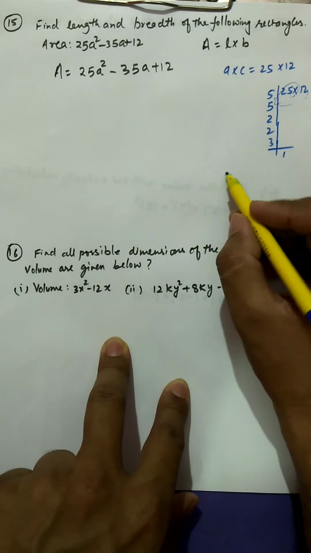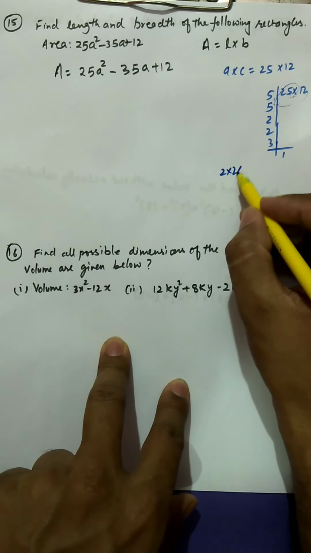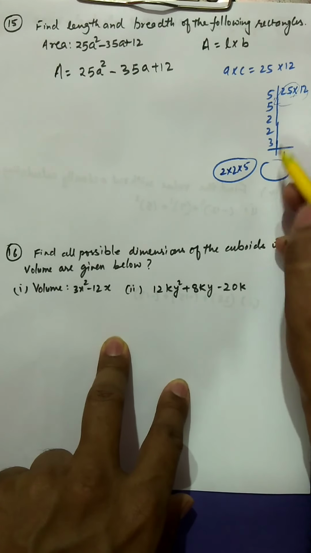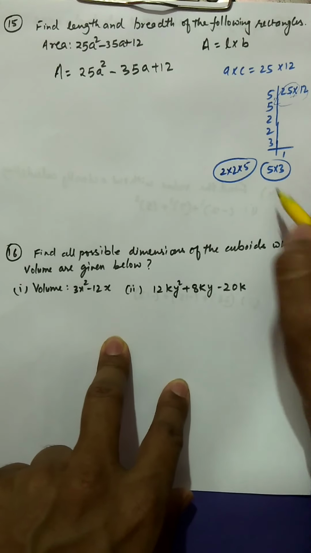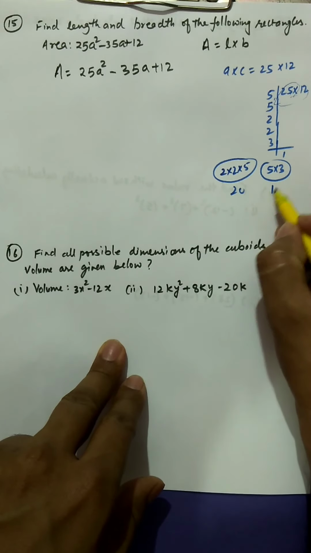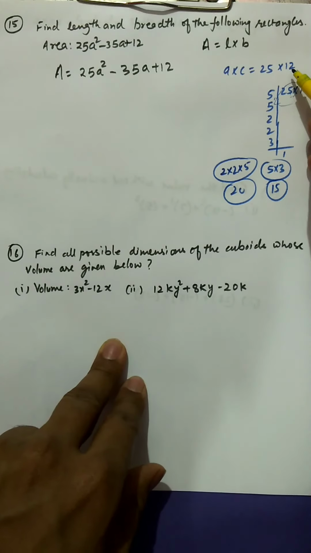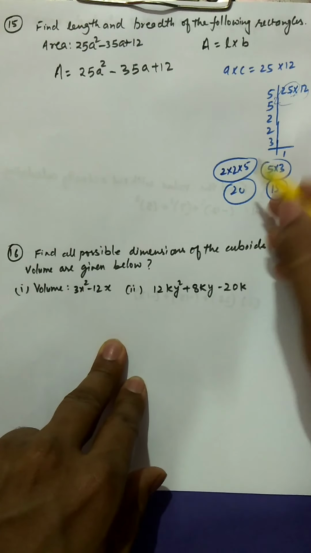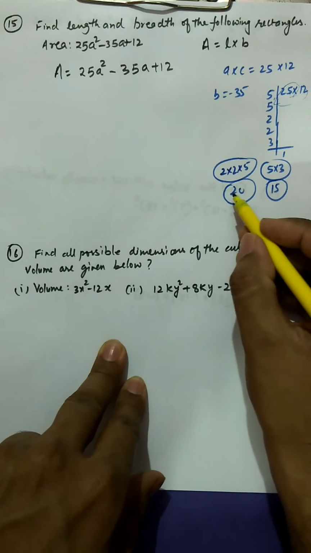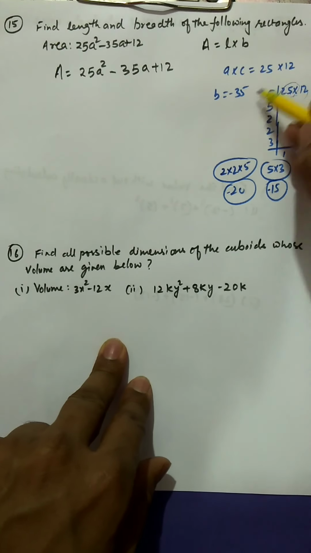For two numbers, the first number I'm going to take in one group is 2, 2 and 5, and second group is I'm going to take this 2 is done and 5 into 3. So I have got two factors as 20 and 15. Sign, you decide: a into c is plus, and your b is minus 35. So you can take this minus 20 and this minus 15, because if you add them you will get minus 35.